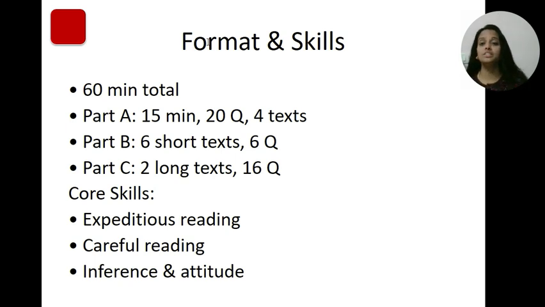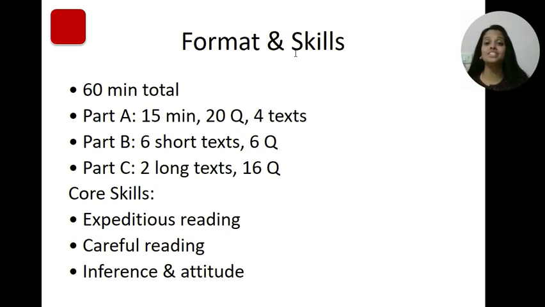Okay? 60 minutes in total. Part A equals 15 minutes, 20 questions, 4 short texts on one topic. So you will be expecting tasks such as matching, short answer, and sentence completion. If you move on to part B and C, that equals 45 minutes. Part B, you will be getting 6 short workplace texts, 1 MCQ each, so total 6 questions. And part C, 2 long texts and 8 MCQs each, so 16 questions in total.